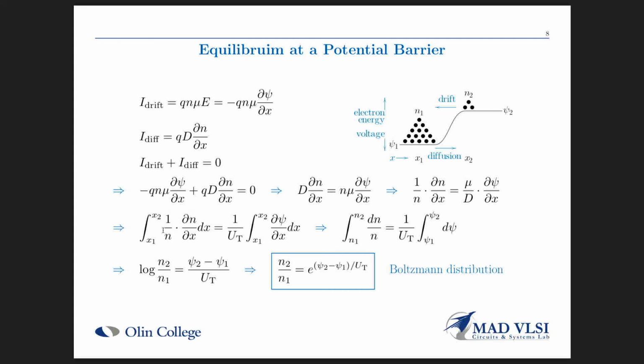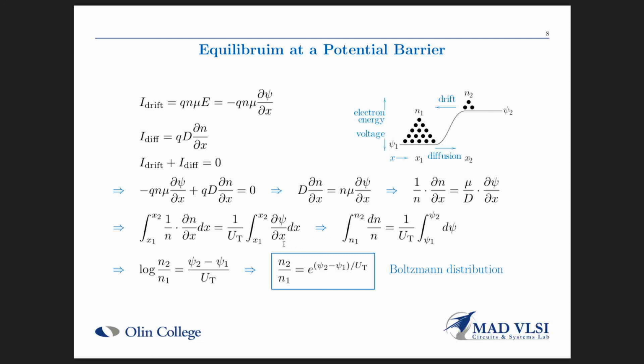Now this is a perfect differential here, and so we can change variables, and we can integrate on the left-hand side over n. So at position x1, there's some concentration of electrons, n1, and so that's what we get here for the lower limit. We substitute in and change variables to n. And over here at position x2, the concentration of electrons is n2, and so the upper limit of integration becomes n2. And we have 1 over n dn dx times dx, that becomes dn.